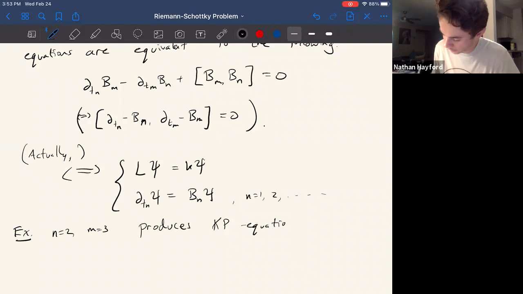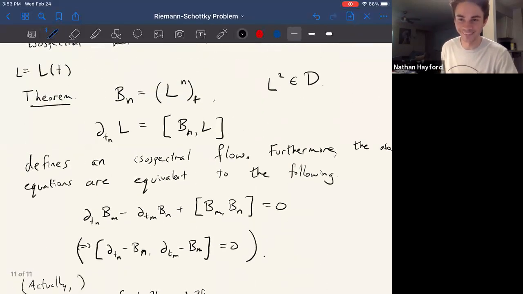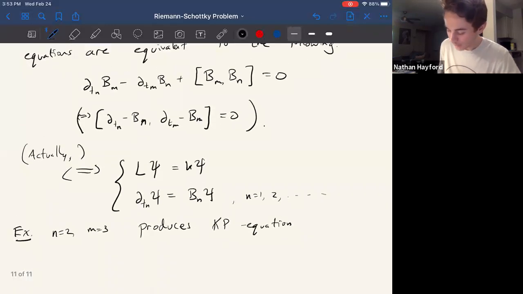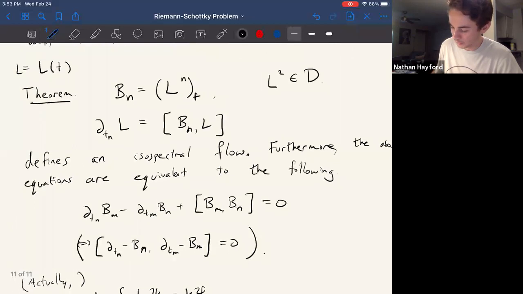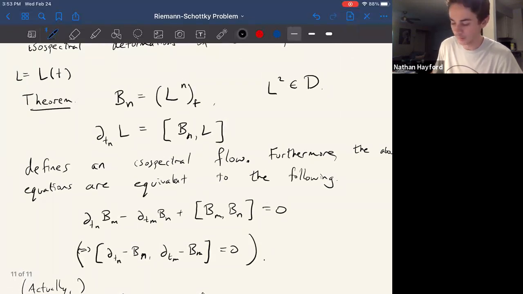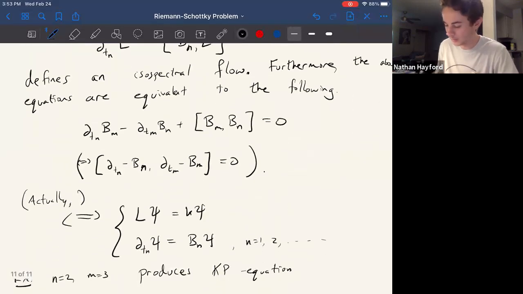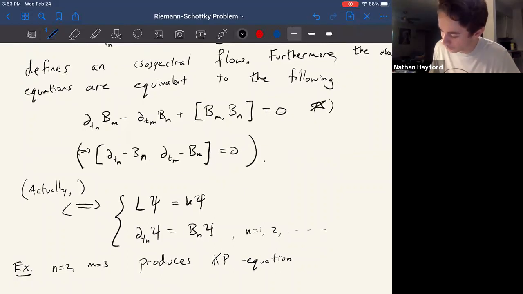So a comment here, just to become familiar with this hierarchy. If I take n equal to 2 and m equal to 3 in this pair of equations here, that means I take L cubed and L squared, I take their positive parts, and I take their commutators. This equation here reduces to the KP equation, which you can think of as a two-dimensional analog of the KdV hierarchy.